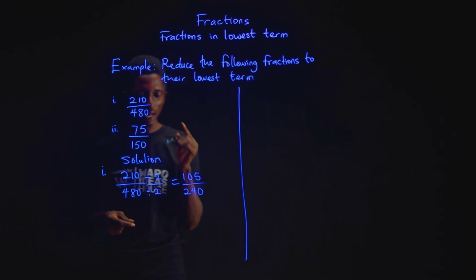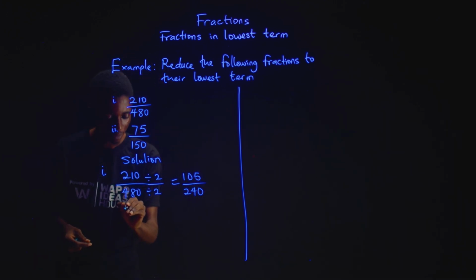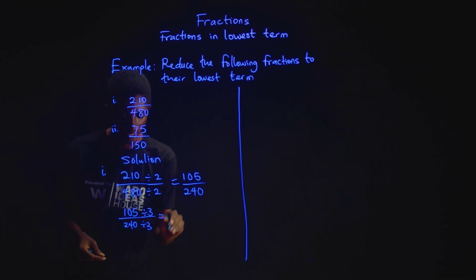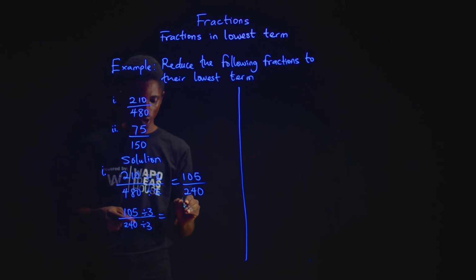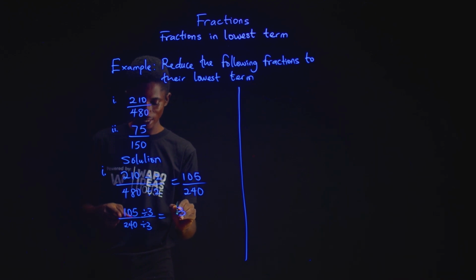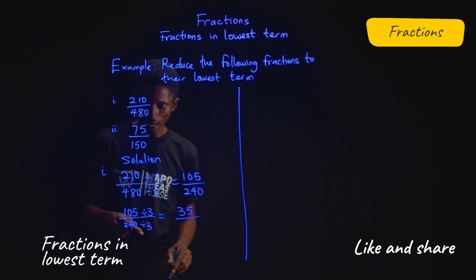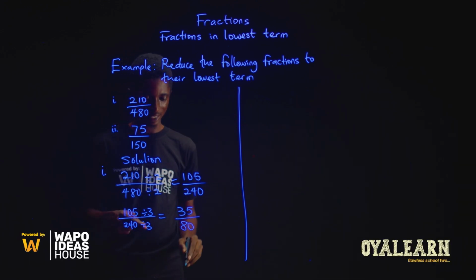240. Now, there's still a common factor, which is 3 this time. 105 divided by 3, and then 240 divided by 3. Now let's see where this gets us. 105 divided by 3 will give us 35 over. Now 240 divided by 3 will give us 80.